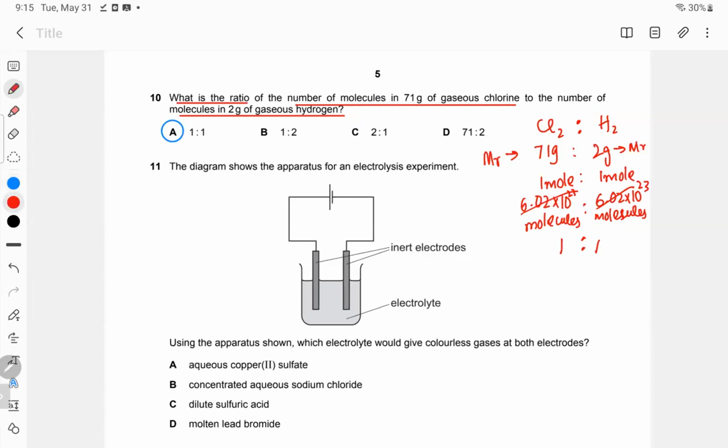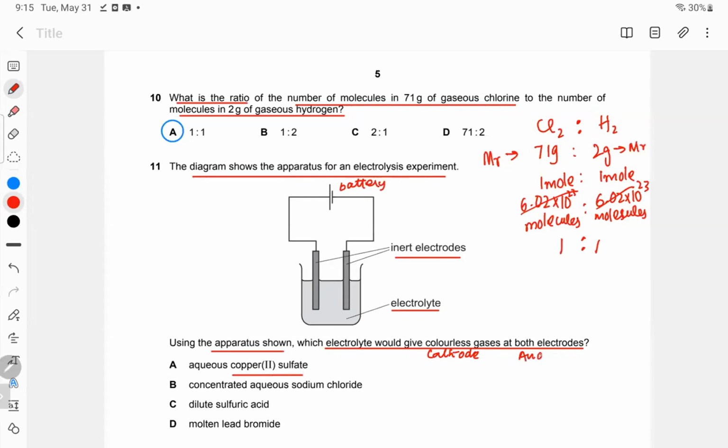Okay, question number 11. The diagram shows the apparatus for an electrolysis experiment. We have our inert electrodes and we have electrolyte, and here we have a battery. Using the apparatus shown, which electrolyte would give colorless gases at both electrodes? If I just use C, copper(II) sulfate, okay, let me do over here.